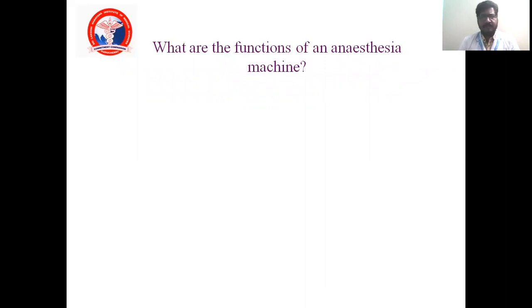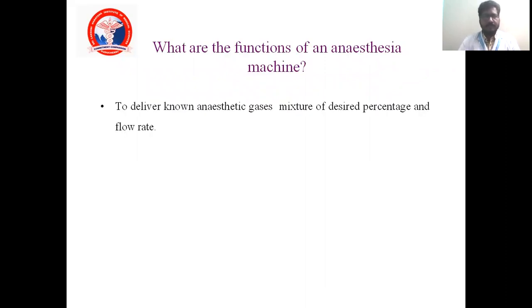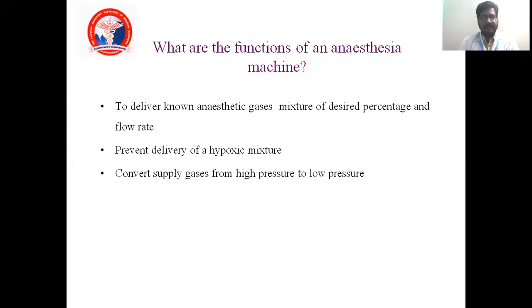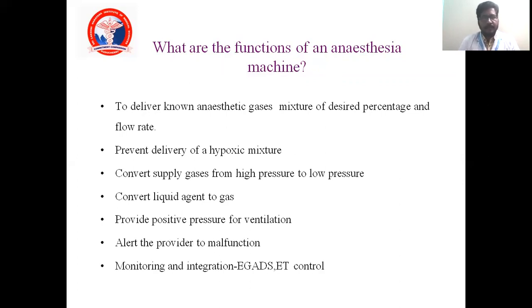Coming to the functions of anesthesia machine. What are the basic functions of anesthesia machine? The first and foremost important function of anesthesia machine is to deliver a known anesthesia gas mixture of desired percentage and flow rate. Then comes the important aspect, to prevent delivery of hypoxic gas mixture. Then to convert the supply gases from high pressure to low pressure, which we will be discussing in the later slides. And then to convert liquid agents to gases with the help of vaporizers, to provide positive pressure ventilation, to alert the provider to malfunction, and finally monitoring and integration.